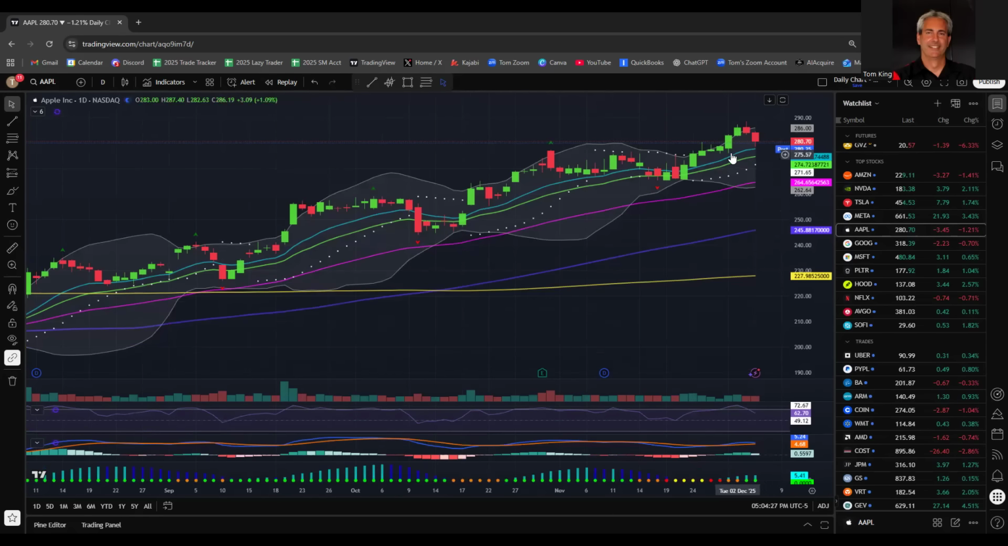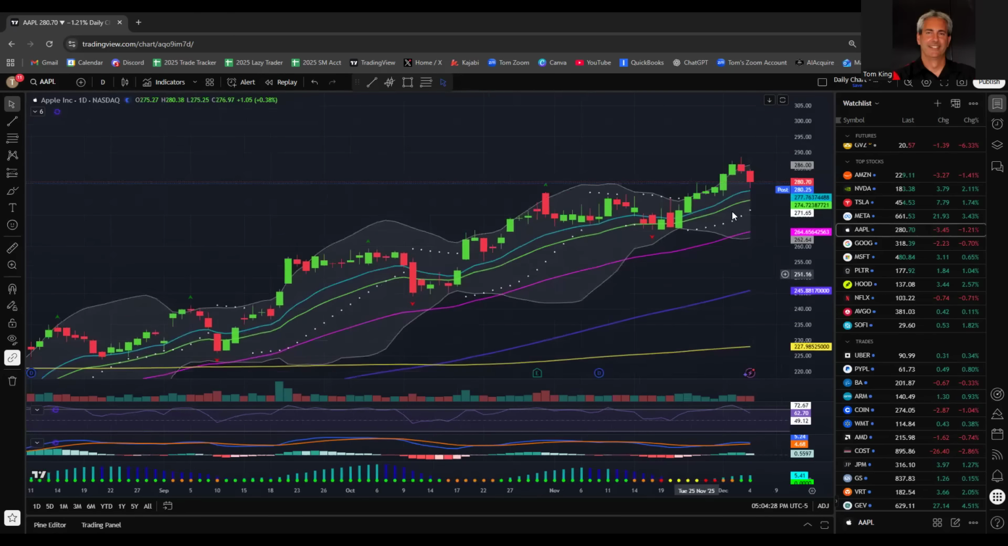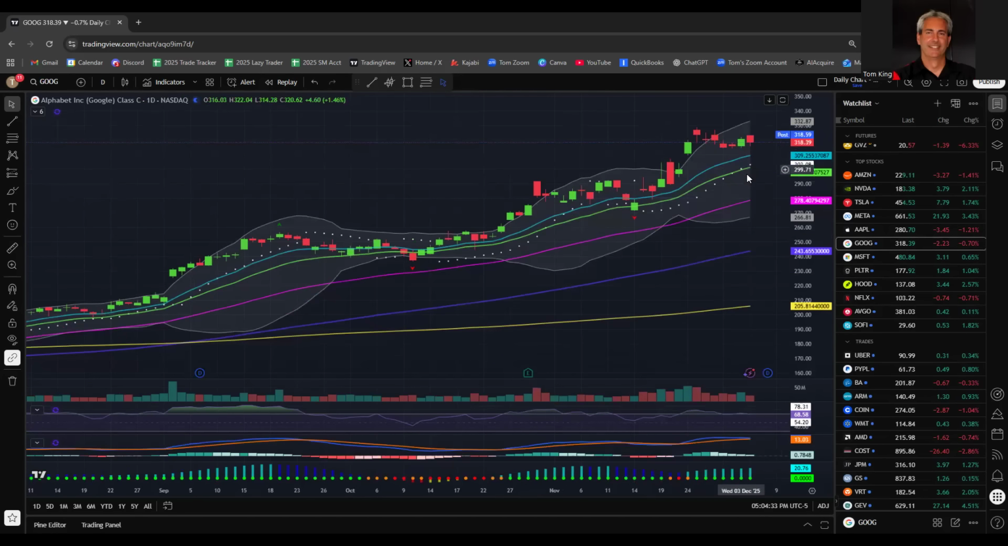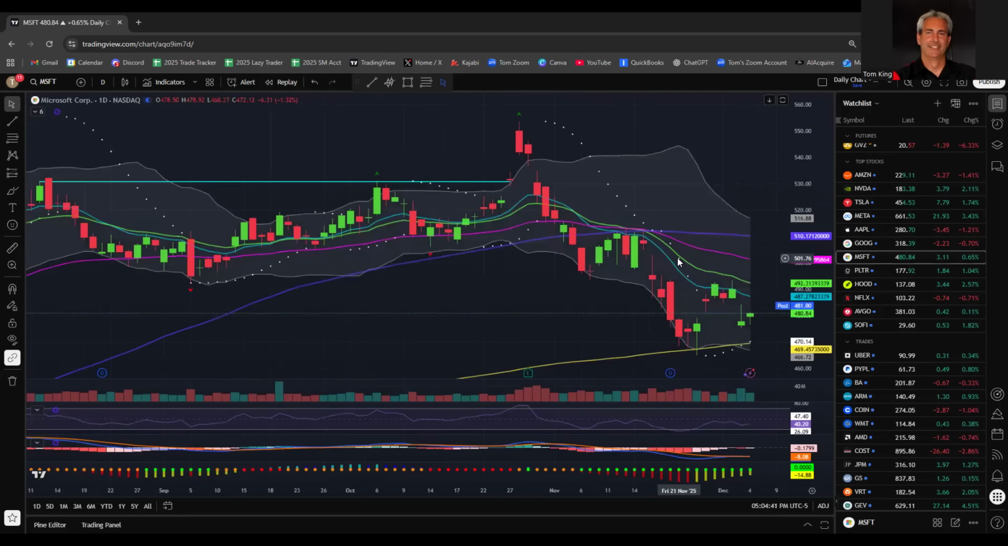Apple looks fine. It's not my thing. Don't love Apple, so I'm going to skip through that. Google, it's a little too far gone. I'd like a pullback close to the 8 moving average. It's oversold on the RSI, and the RSI is falling. I don't like it. All right, Microsoft, I don't really like anything about this yet, but if you like Microsoft and you can buy it near the 200-day moving average down here, maybe even putting in a double bottom, go for it. It's just not my stock.